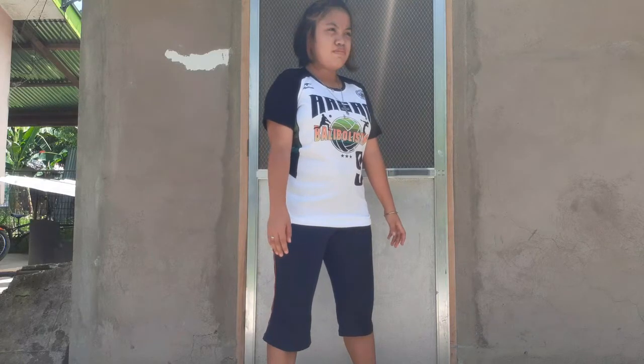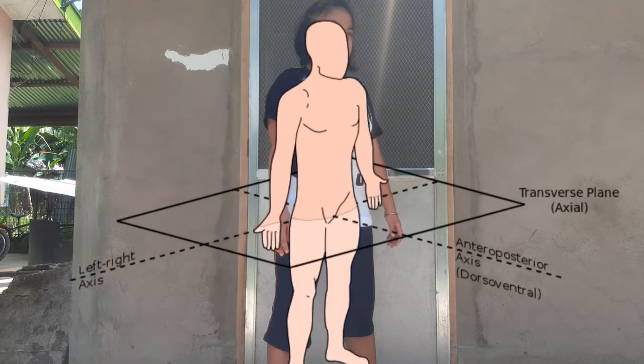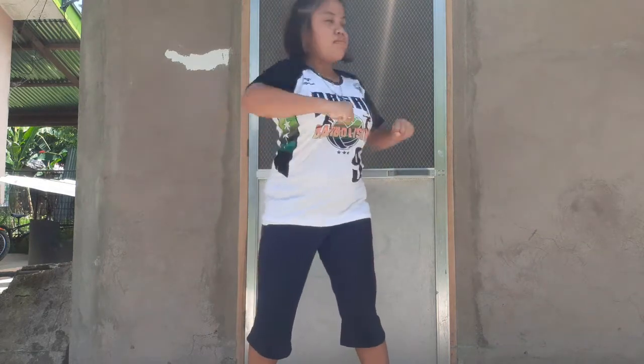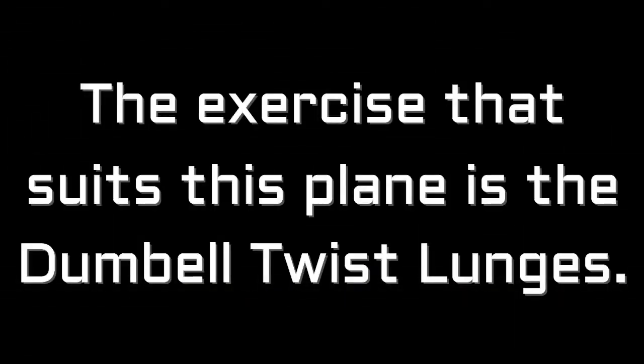Transverse plane. Lastly, we have the transverse plane, which divides the body into superior and inferior halves. Movement parallel to the waistline, otherwise known as rotational movement, occurs in the transverse plane. The exercise that suits this plane is the dumbbell twist lunge.